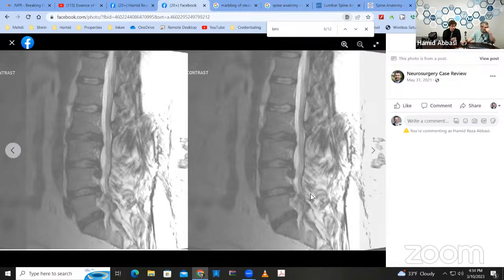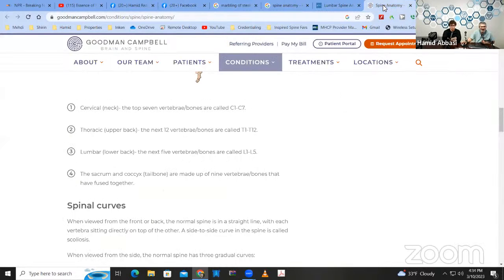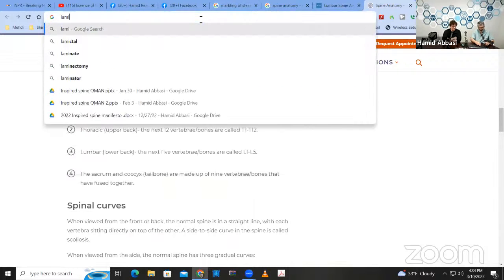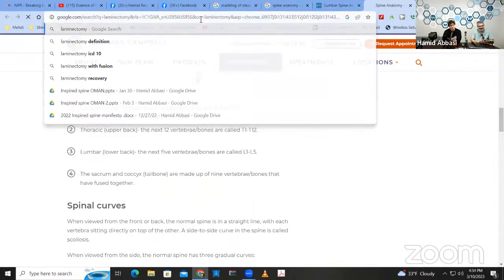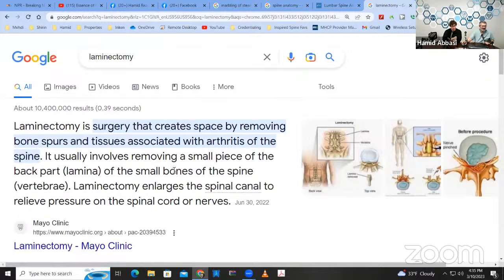Yeah, so by the time you do a laminectomy, you don't reattach those muscles back. Do you guys understand what the process of laminectomy entails? What does the laminectomy entail? Let's go to Google and see. Laminectomy. Let's see what Google says.